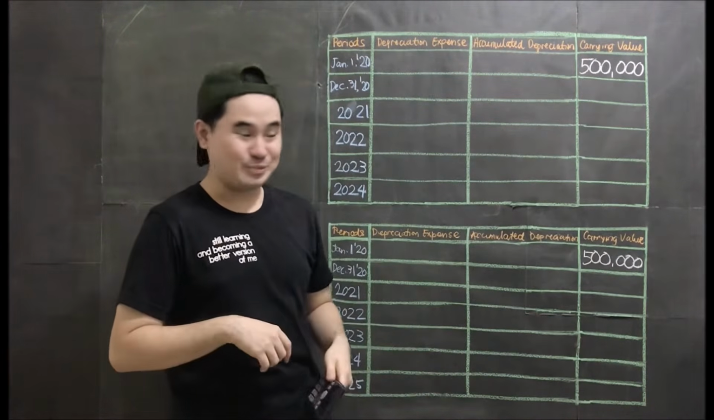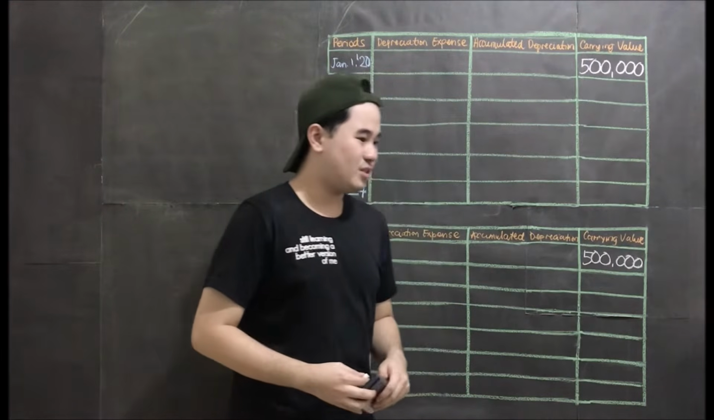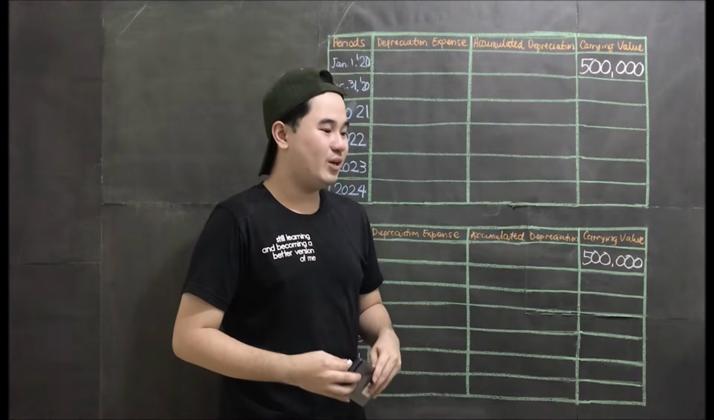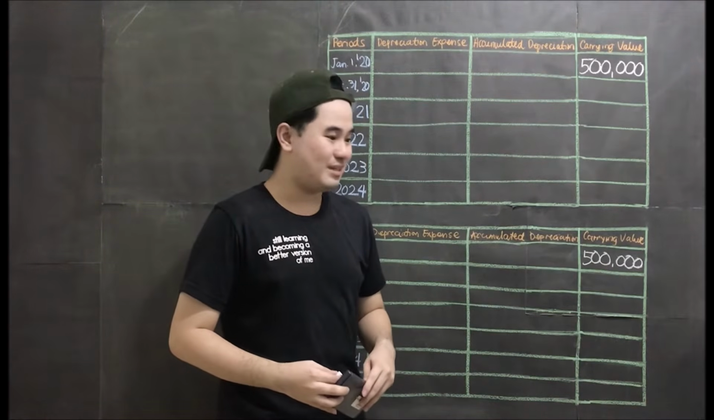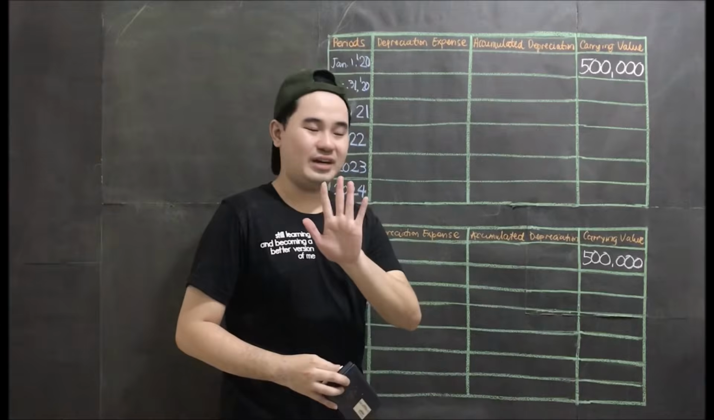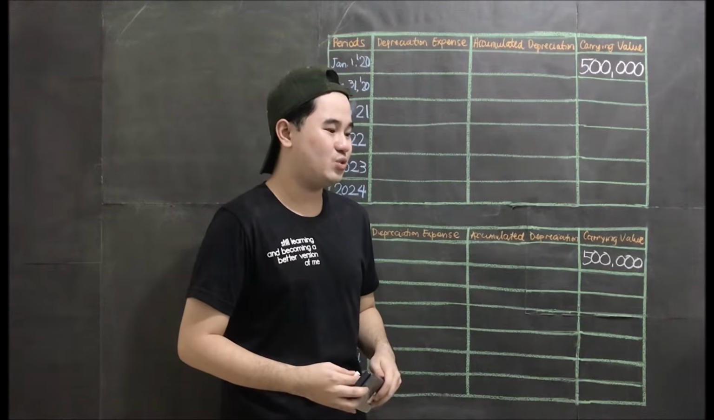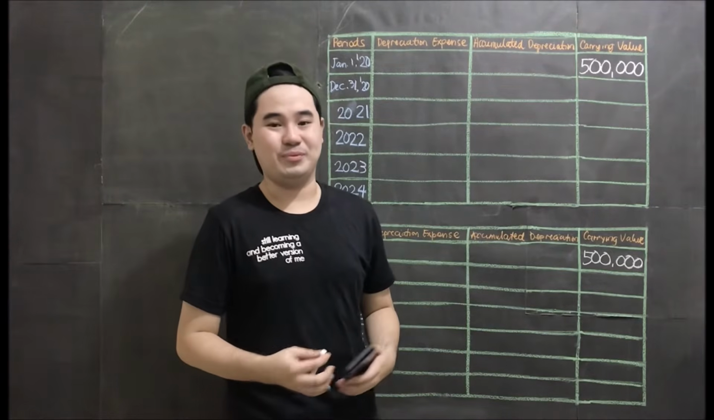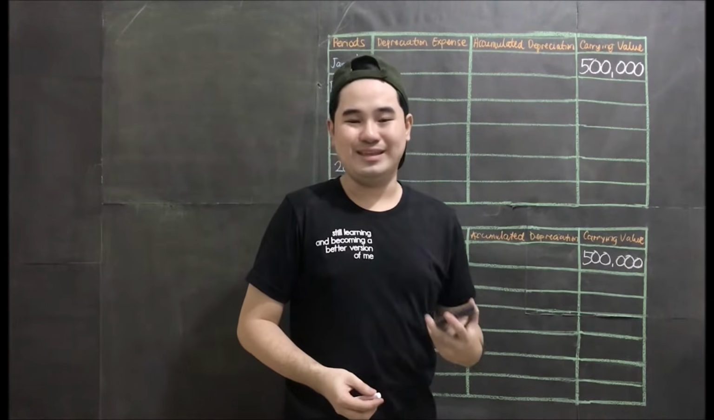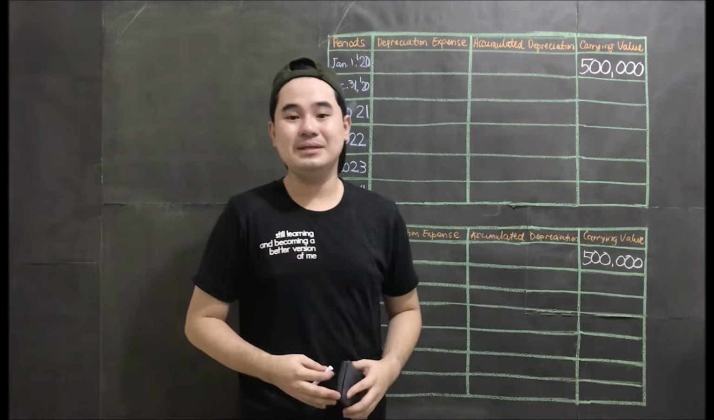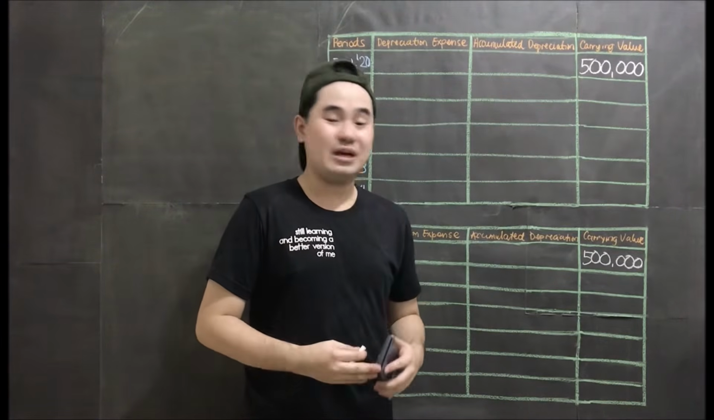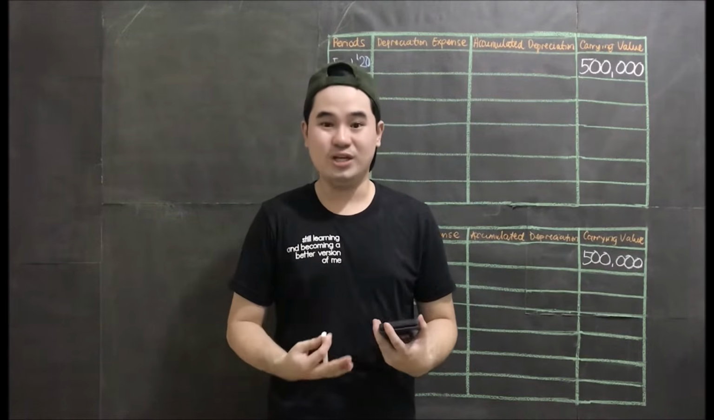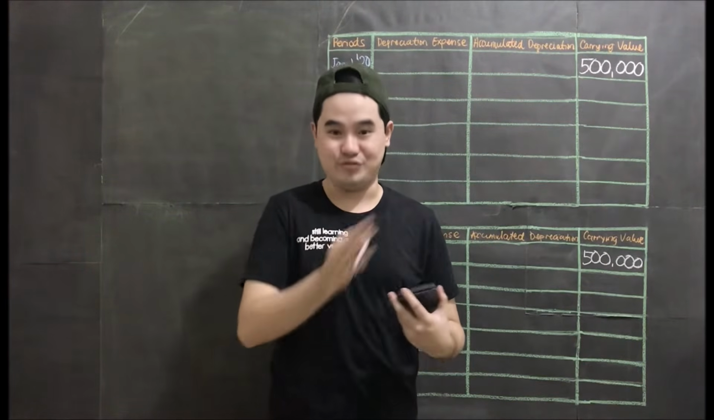Okay, so let's have the first problem. Jim and Company purchased equipment on January 1, 2020 amounting to 500,000 with residual value of 50,000 and a life of 5 years. Prepare the adjusting entry on asset depreciation and fill up the following depreciation table. Okay, so in our first example, the asset cost is 500,000, the residual value is 50,000, and the life is 5 years. So let's compute the annual depreciation using the formula that we have earlier.